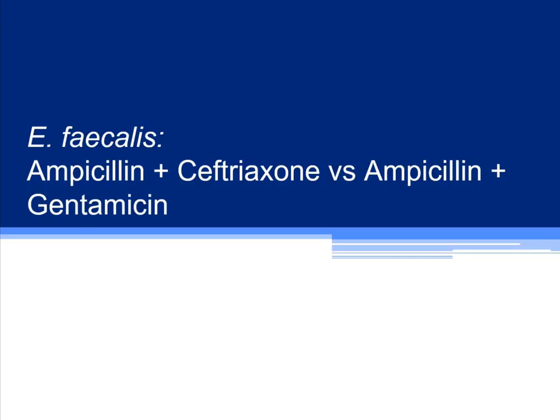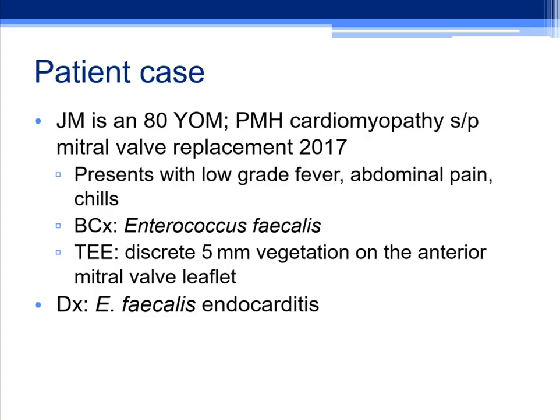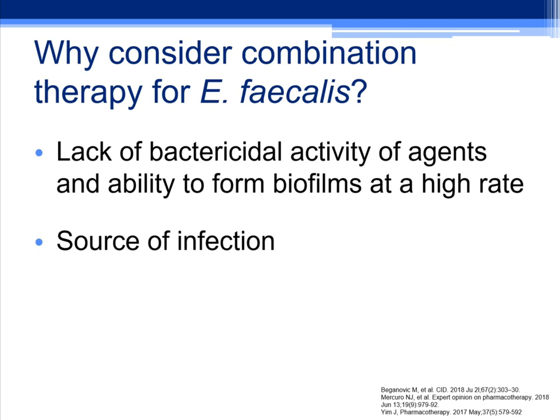So to jump right into it, E. faecalis. So we have JW, an 80-year-old with a past history of cardiomyopathy, status post mitral valve replacement. He ends up presenting with an Enterococcus faecalis bloodstream infection, and has a 5 mm vegetation noted on his mitral valve. So in this case, what would be the most appropriate combination to start out with, and would even combination therapy be appropriate in this case?